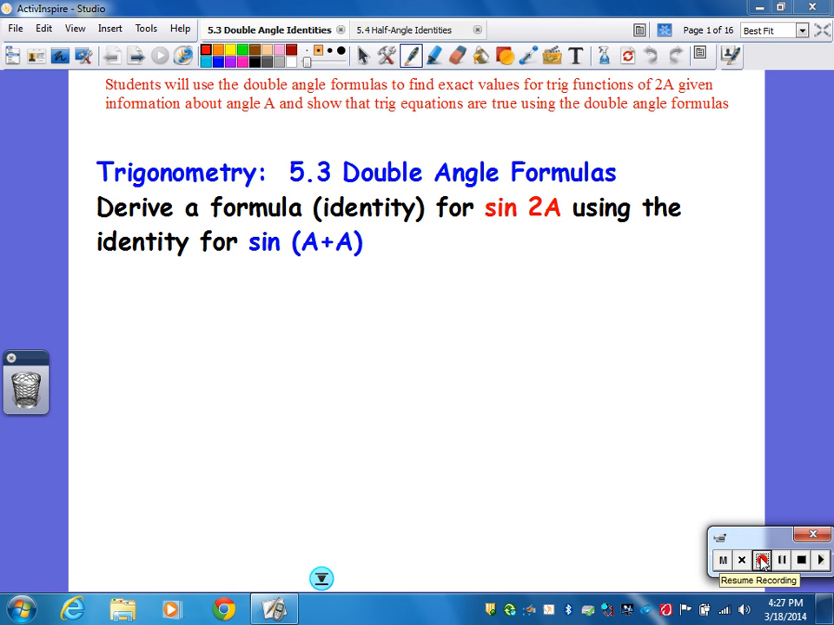Here we go, right off the bat. We're going to be working on double angle formulas. That's what section 5.3 is going to be about.